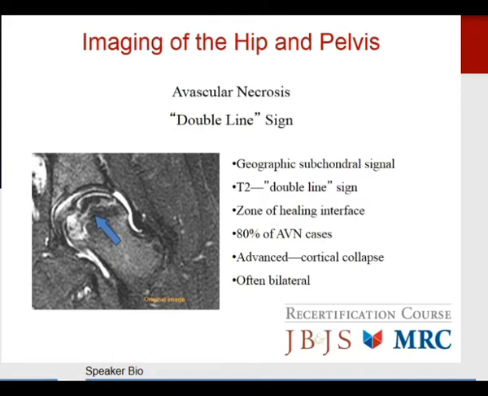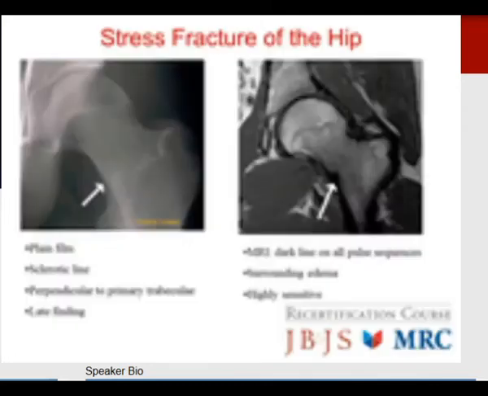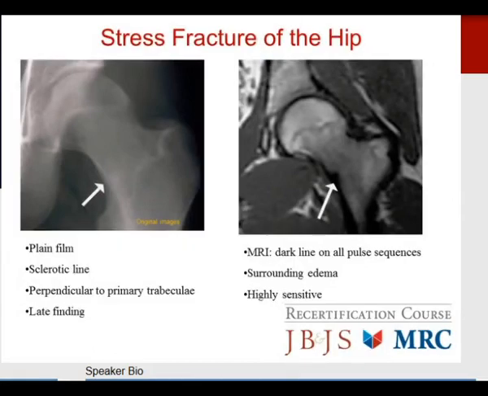In the advanced case, we may see cortical collapse or secondary osteoarthritis, and in imaging of the hip, we often see this bilateral. Okay, another common imaging appearance is that of a stress fracture.